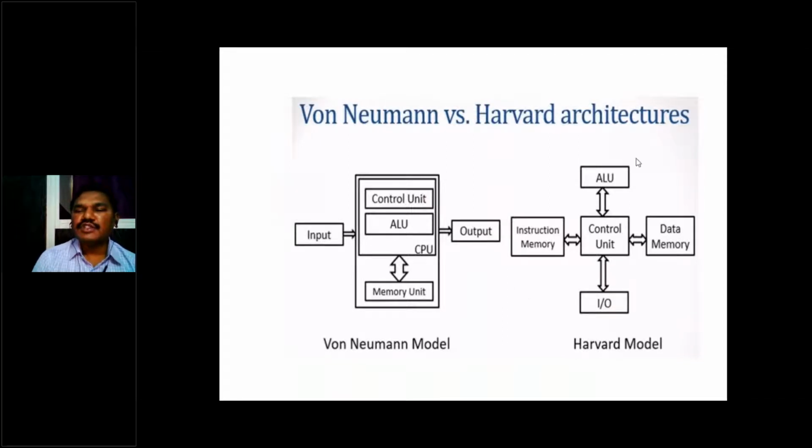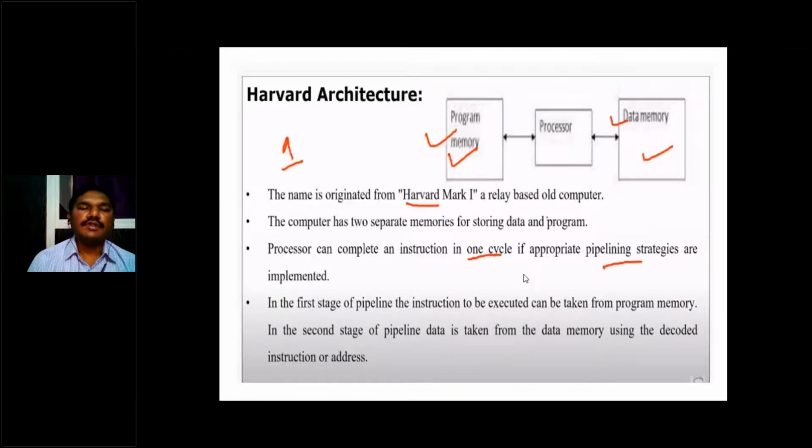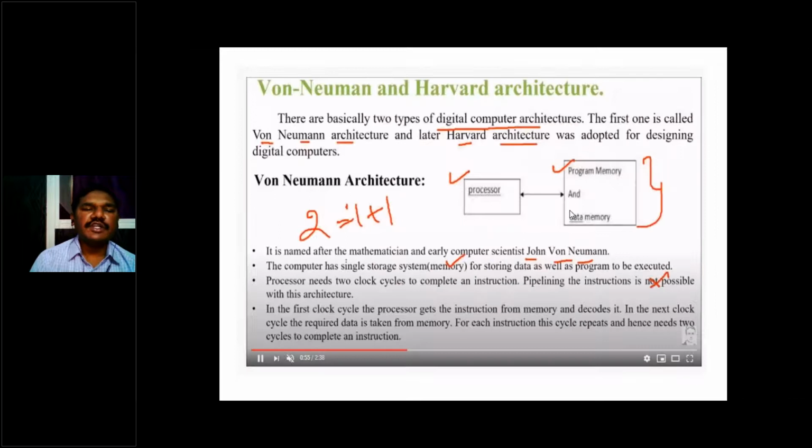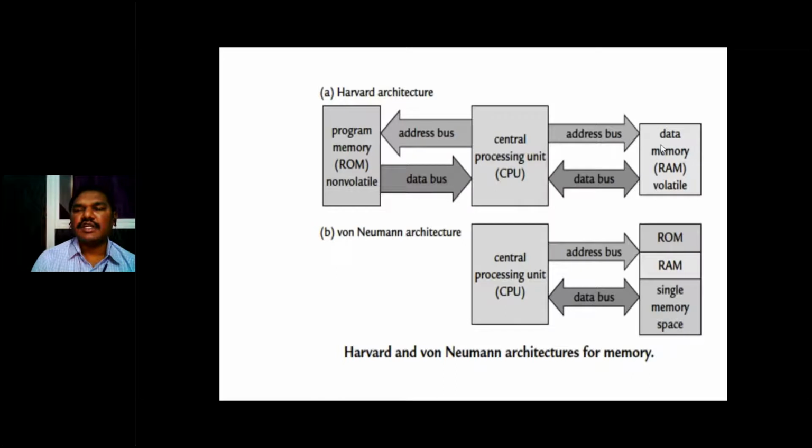It means simultaneous execution of operations is available here. That's why the speed of operation is more compared to the Von Neumann model. So microcontrollers almost always use Harvard architecture. These are the differences between Harvard and Von Neumann architectures, as I explained earlier. Once again, you can see that data memory means RAM memory. This RAM memory has an address bus and data bus, and this ROM memory also has an address bus and data bus. So this is Von Neumann architecture and this is Harvard architecture.